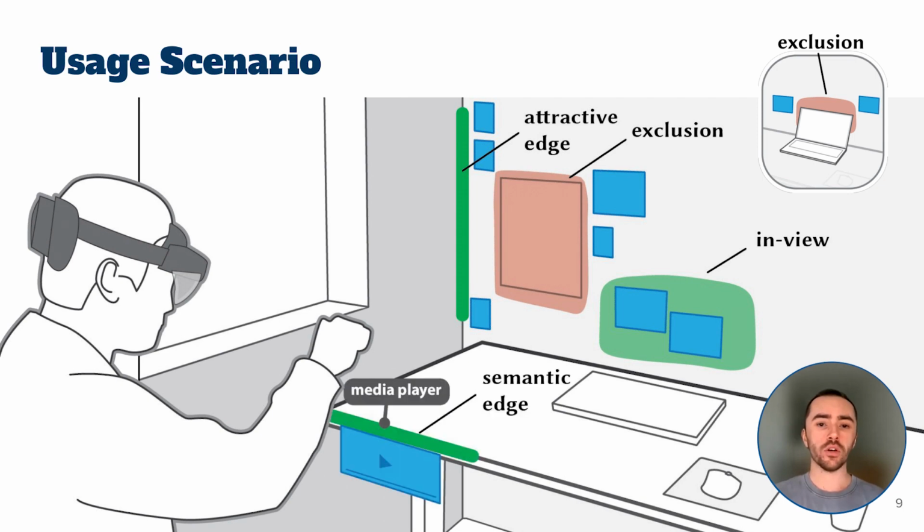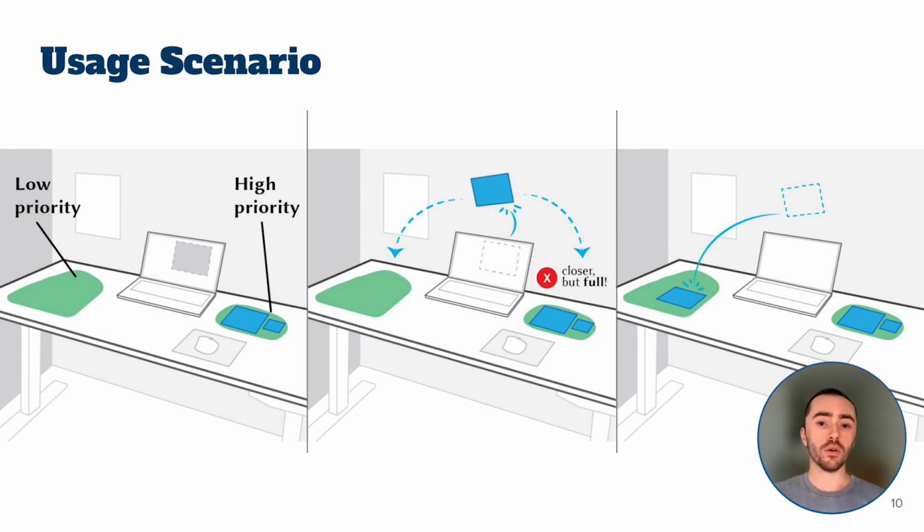Moreover, John likes listening to the music, and he wanted to have easy access to a music player. He created another attractive edge on the edge of the desk. This time, he defines a semantic attractive edge that only attracts a specific type of content, which he assigns to a music player.